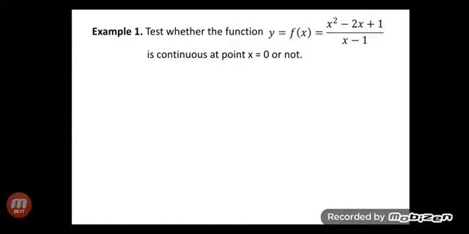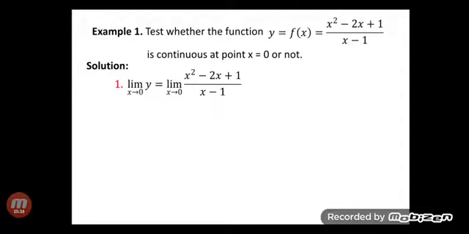Example 1. Test whether the function y is equal to f(x) is equal to (x square minus twice x plus 1) divided by (x minus 1) is continuous at the point x equal to 0 or not. Solution.